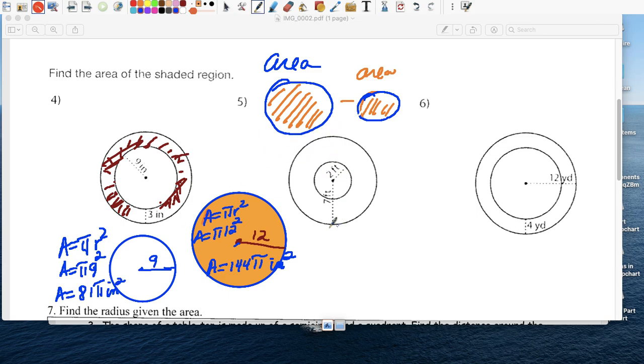Now that I have both measurements, all I have to do is subtract. So the big circle measures, the area is 144 pi. The small one is 81 pi, and we can subtract. You can multiply and then subtract. I'm just going to do 144 minus 81. 144 minus 81 is 63. And we're still going to leave it in terms of pi inches squared. So this area that's left over, the shaded area, is 63 pi inches squared.